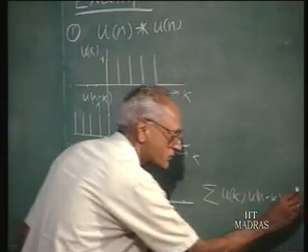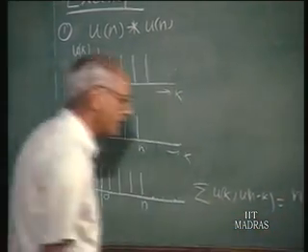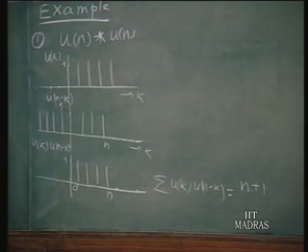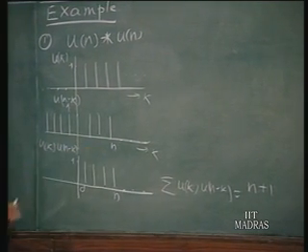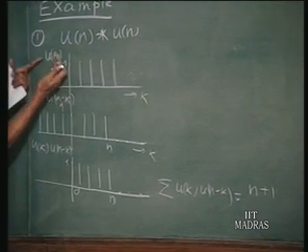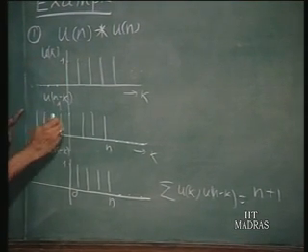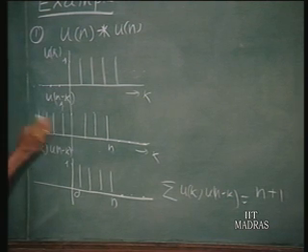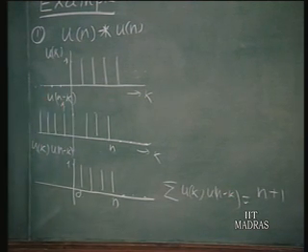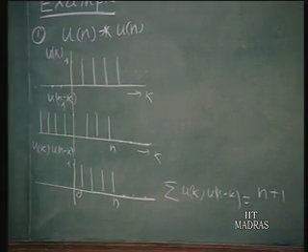Therefore this is n plus 1, and this is true for n equal to 0 or positive. If n is negative, that means after shifting and folding u(k) to u(minus k), you shift it in this direction. Therefore there will be no overlap between these non-zero samples here and here. That means whatever result you got is applicable only for n greater than or equal to 0.